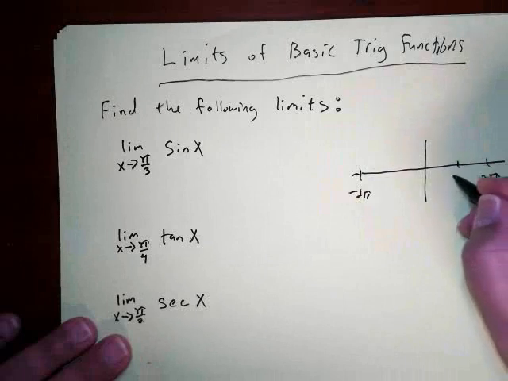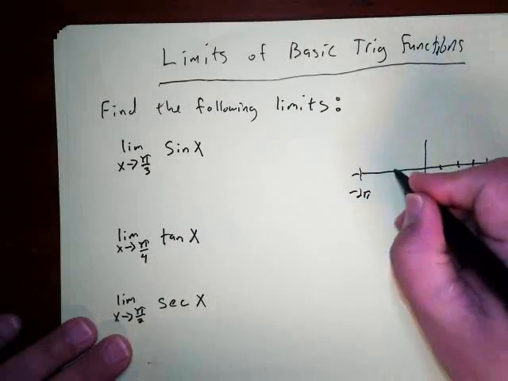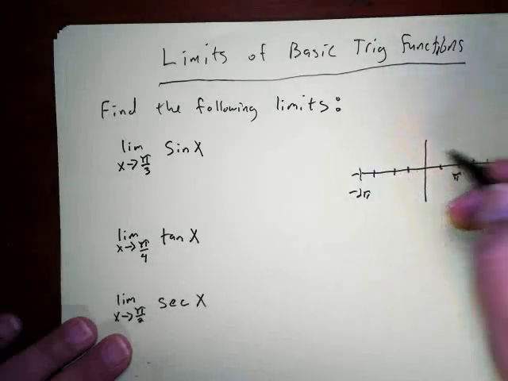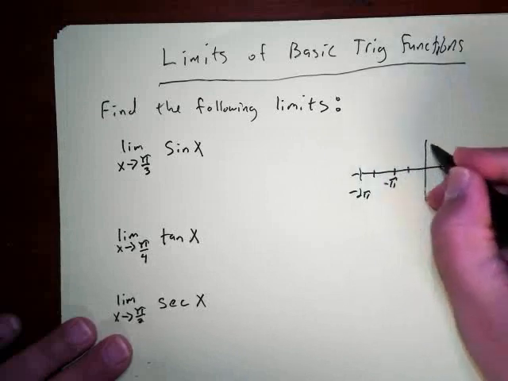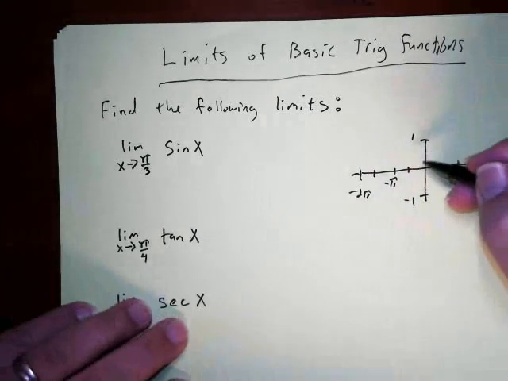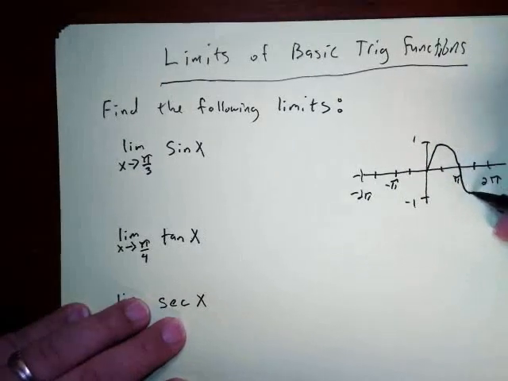and this would be pi, pi over 2, 3 pi over 2, right? Okay. And maybe 1, negative 1. And then the sine starts here, goes up, down.